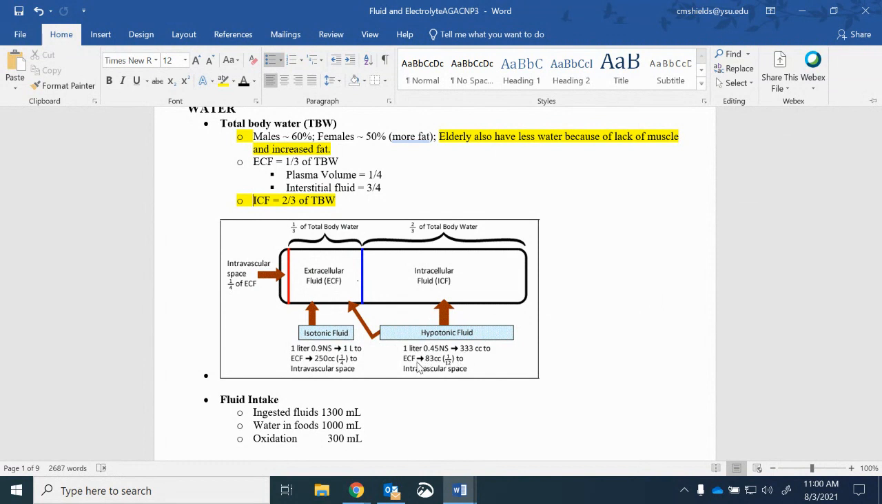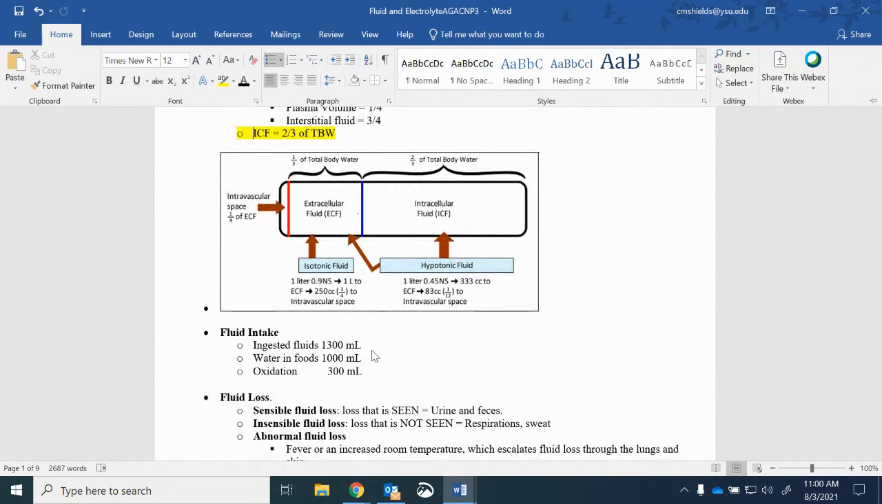333 go into the extracellular fluid, right? And 83 to the intravascular space. So the majority of it is not staying in the veins. It's going into the intracellular fluid. 2/3 will go into the intracellular fluid. And then out of this, only 83 cc's, 1/12 of this hypotonic fluid, stays in the vascular space. So that's certainly used to fill up the cells for somebody who's got severe dehydration.